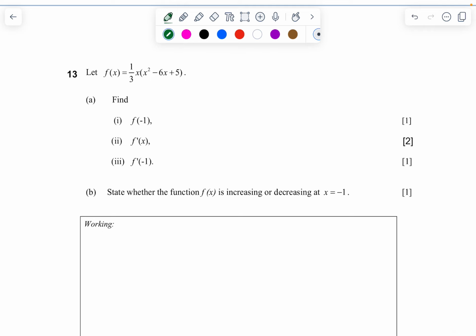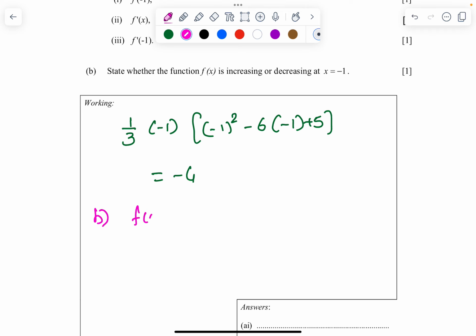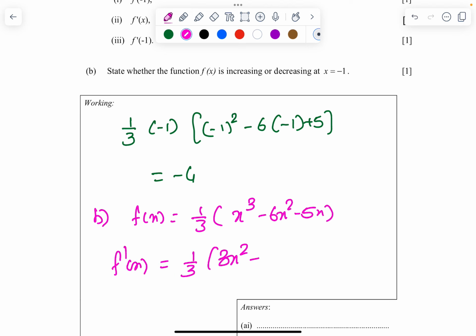Finally, question number 13. Find f of -1. Just plug in -1: -1 whole squared, minus 6 of -1, plus 5. Use the basic calculator. You should get the answer as -4. Now, part B, f prime x. So f of x equals 1 upon 3 multiplied by x cubed minus 6x squared minus 5x. So f prime x will become 1 upon 3 times 3x squared minus 12x minus 5.